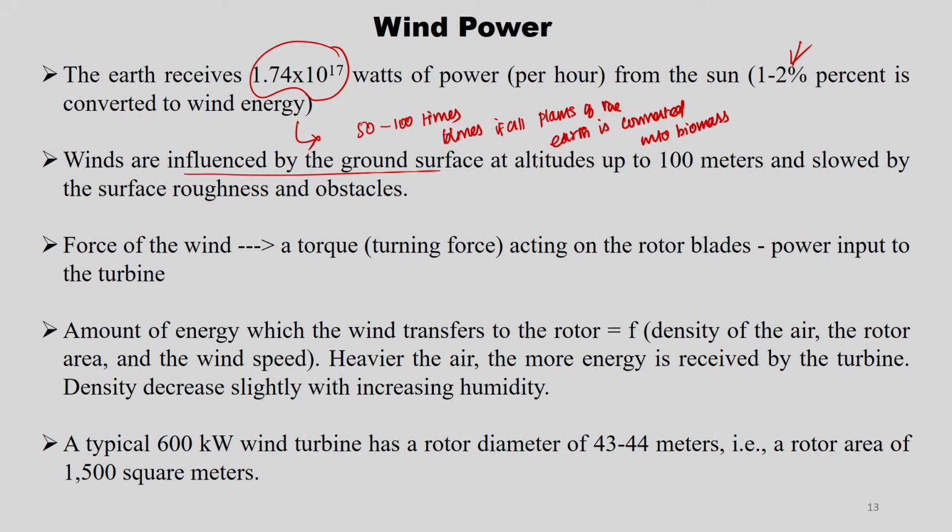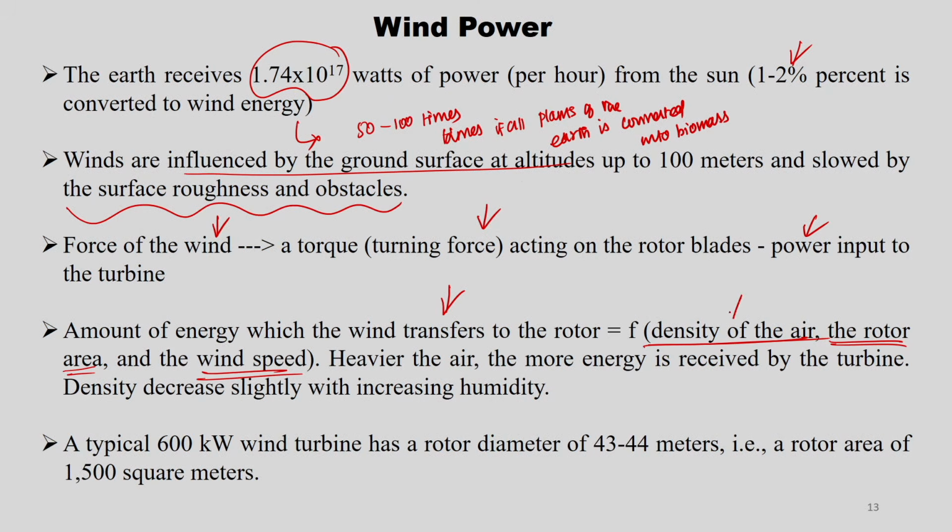Winds are influenced by the ground surface at altitudes up to 100 meters and slowed by surface roughness and obstacles. This we already have seen. Surface roughness and obstacles slow down the air, but beyond 100 meters you get lower turbulence and good wind speed. The force of the wind is converted into torque acting on the rotor blades, which is the power input to the turbine. The amount of energy which the wind transfers to the rotor is a function of the density of the air, the rotor area and wind speed.